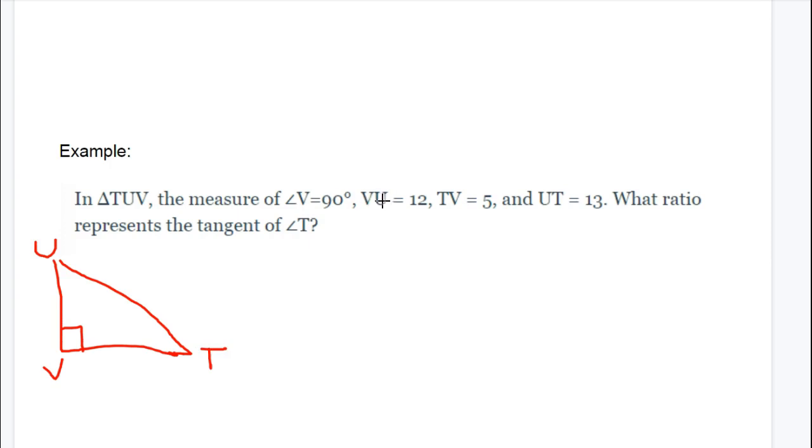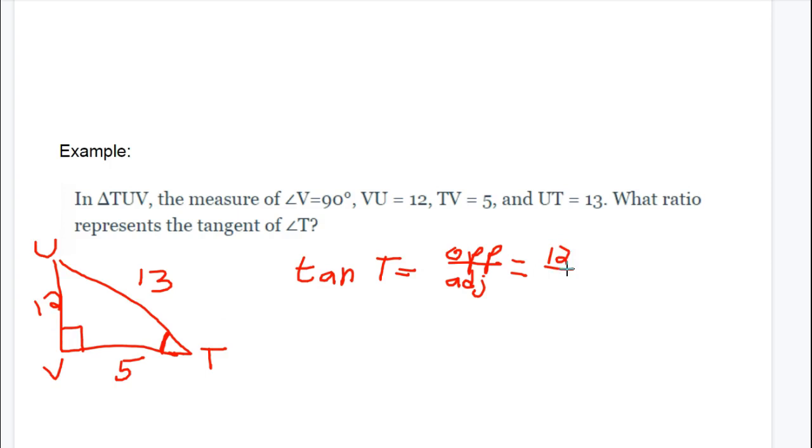So, VU is 12. TV is 5. UT is 13. That's the old 5, 12, 13 Pythagorean triple. We've seen that a couple times. It wants to know what ratio represents the tangent of T. Tangent of T is going to be the opposite over the adjacent. TOA. So the opposite here is 12. The adjacent is 5. Because I'm looking for the ratio, I'm going to leave it just like this.